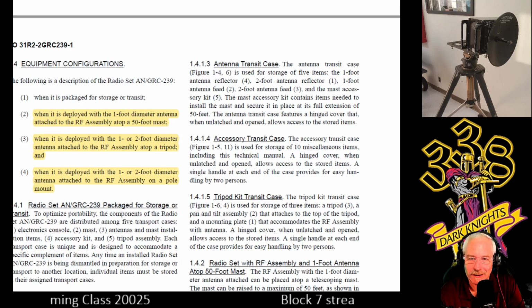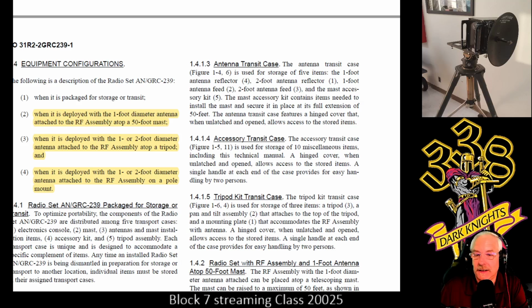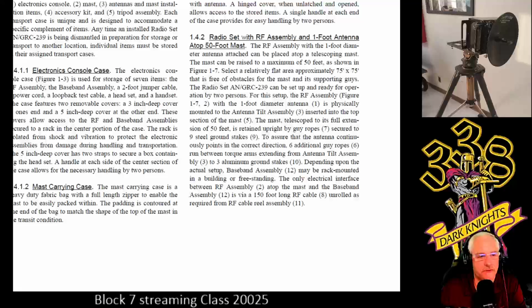The 2 foot dish does not get installed when you're putting it on the mast. The reason is it will act like a sail and it will tear your mast up. And we've had antennas break that mast in 2 places a couple years ago. Still have pictures of it. Pretty impressive.